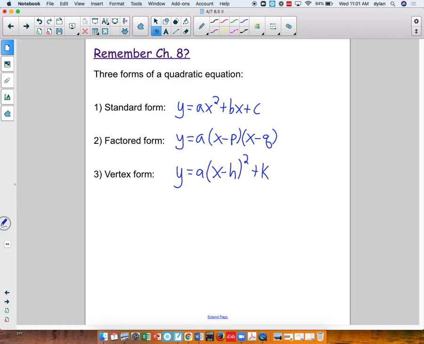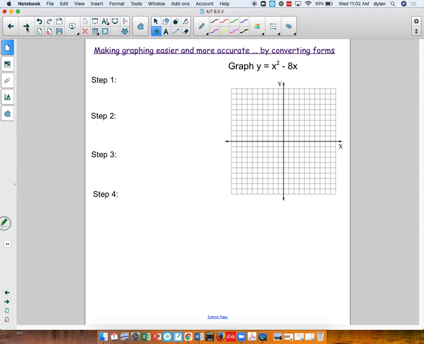So today we're going to learn how to convert from standard form into factored form in order to make the graphing easier. And this is something you now know how to do because you know how to factor quadratics in standard form using either sum and product or box and diamond or the split method. Later on in chapter 9, we'll learn how to convert from standard form to vertex form as well, but we need some more algebraic knowledge in order to do that. So let's go through a couple examples here.